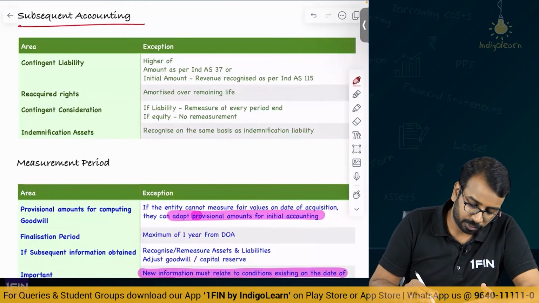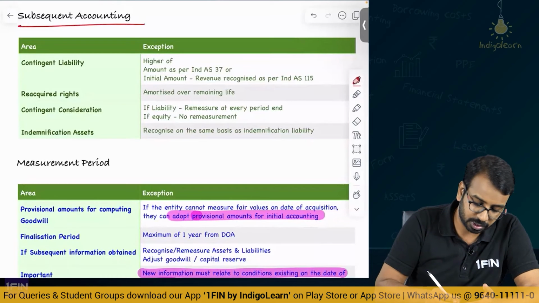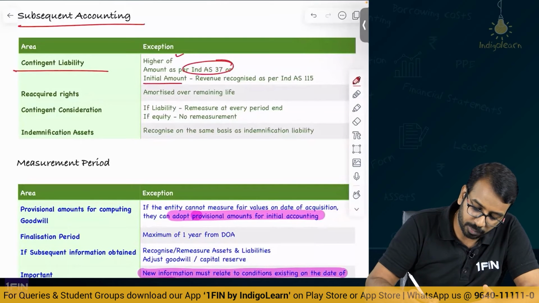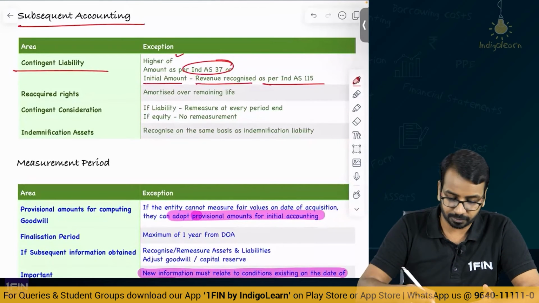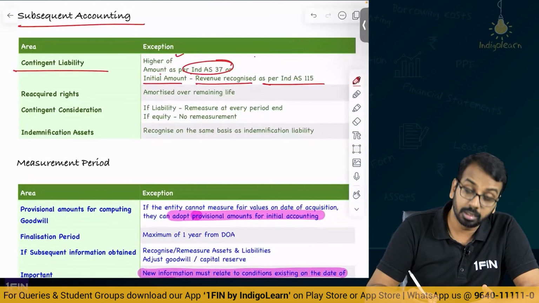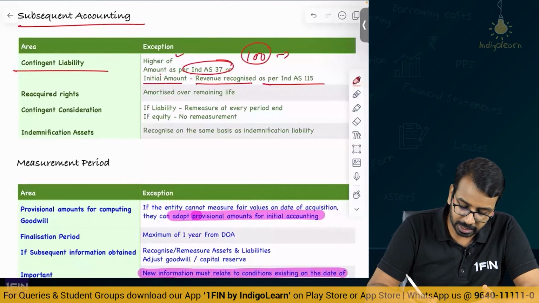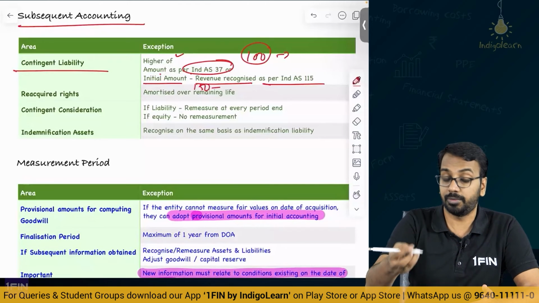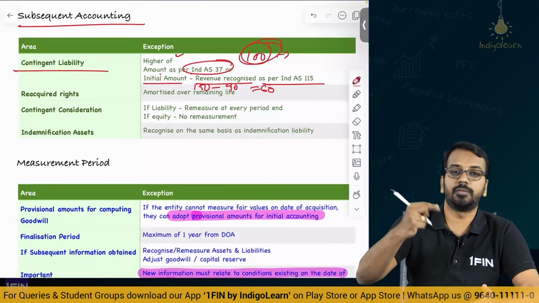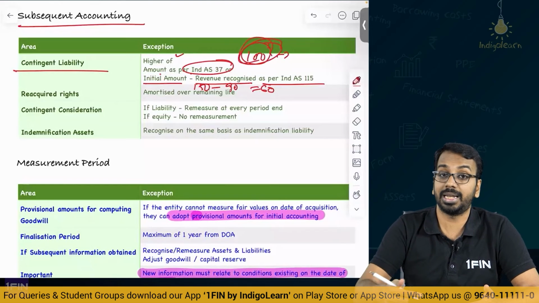When we talk about subsequent accounting, whenever we have some specific items which you have acquired, how do we account for them subsequently? If it is a contingent liability, it is the higher of the amount as per Ind AS 37 or the initial amount minus revenue recognized as per Ind AS 115. So, whenever there is a contingent liability, we will check two things. What is the amount as per Ind AS 37? Let us say that comes as 100. The initial amount was, let us say, 150, minus revenue recognized, which was 90. So, this becomes 60. 100 is the higher, so you will recognize the liability subsequently at 100.